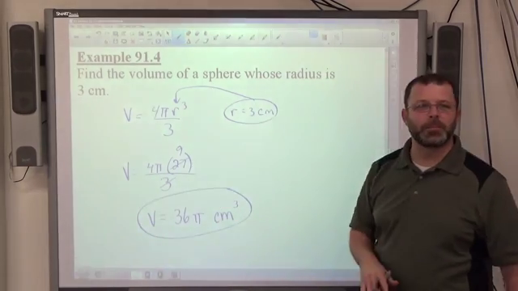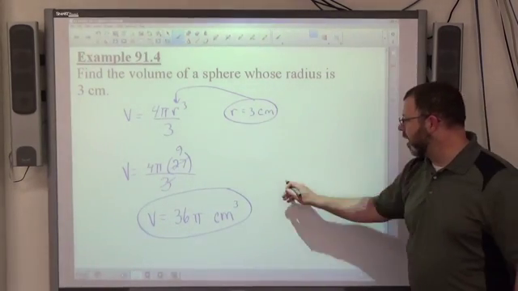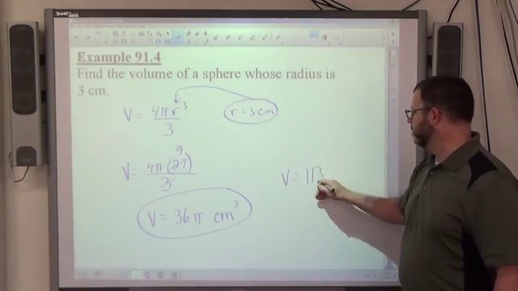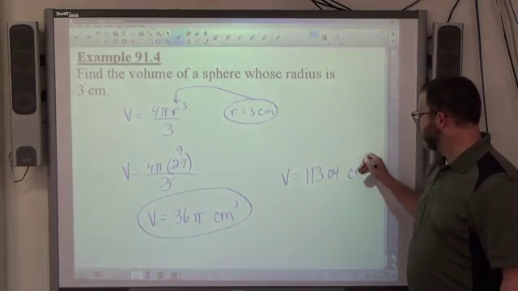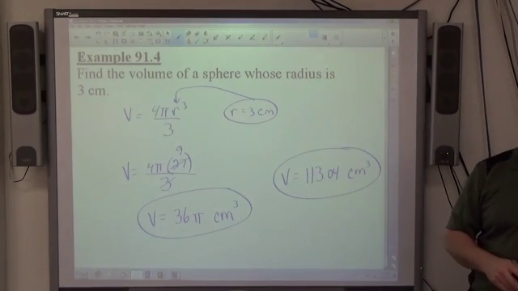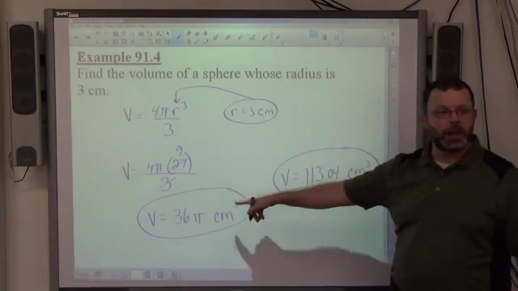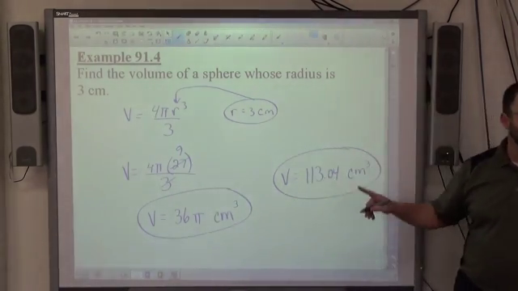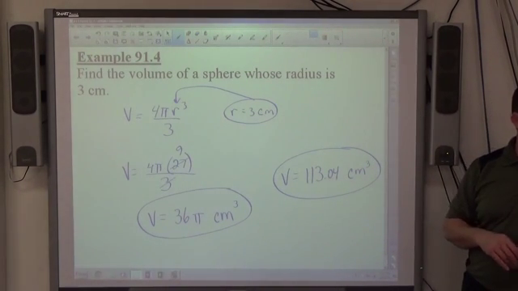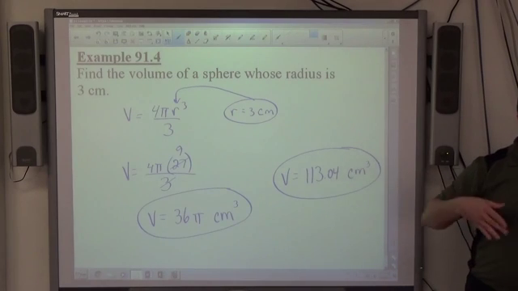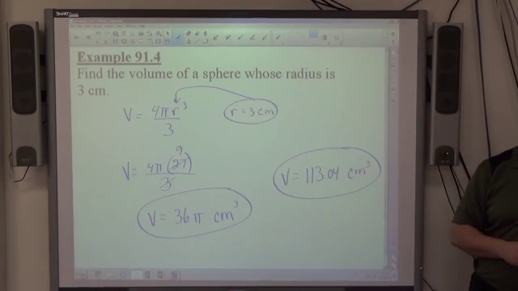So 36 pi is a perfectly fine answer. If you want to go with 113.04, which is what you get if you use the 3.14 for pi, I would take either one of these answers. Is that fine with you? If you want to leave a pi answer, that's exactly right. There's nothing wrong. If you want to use 3.14 to approximate, that's fine also. Give me either one. Both these answers are correct. Both of them demonstrate that you understand how to do the volume of a sphere.